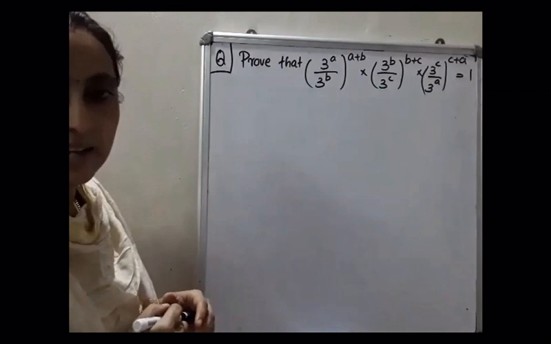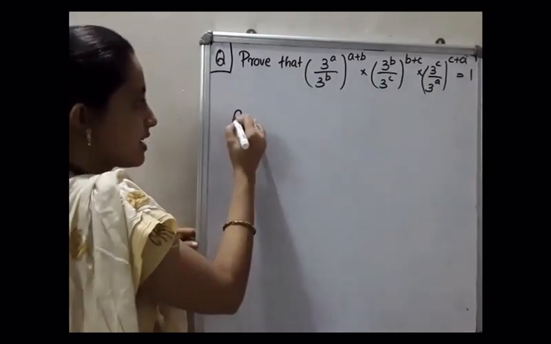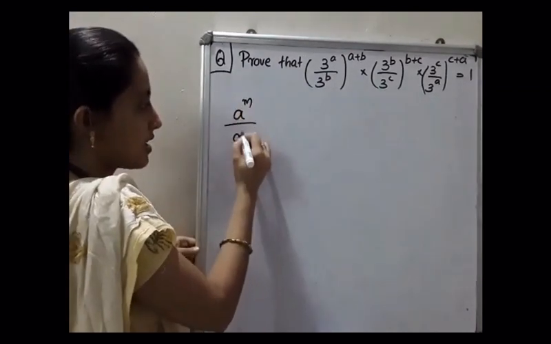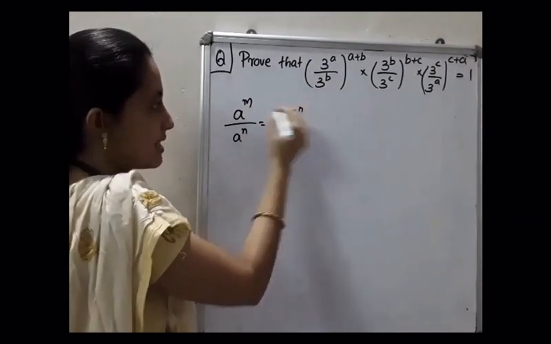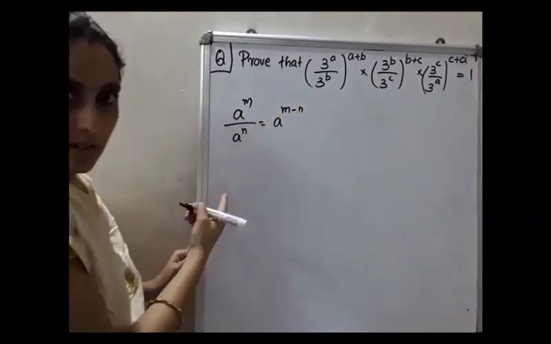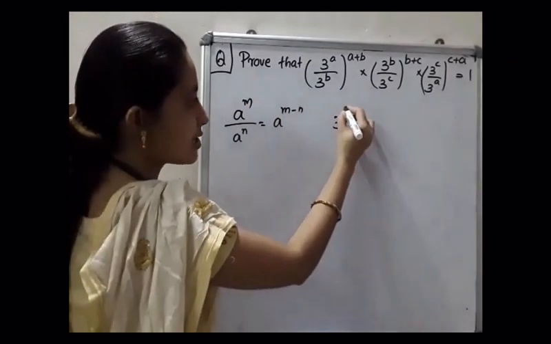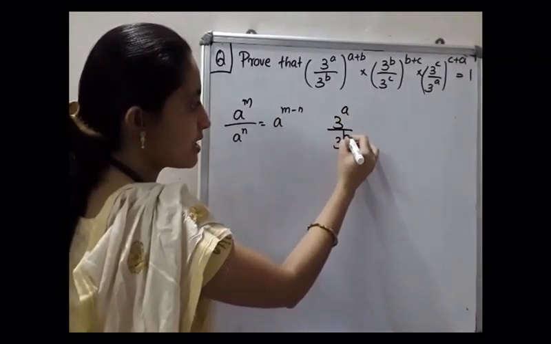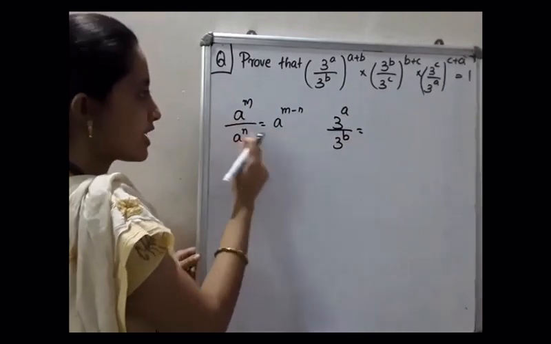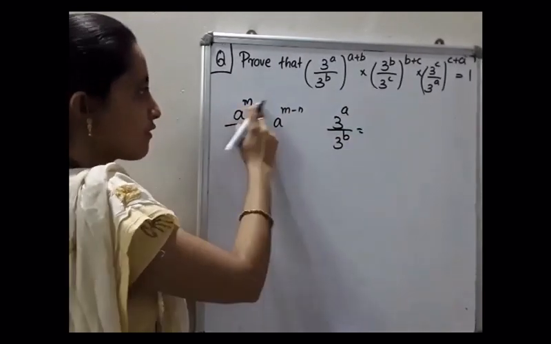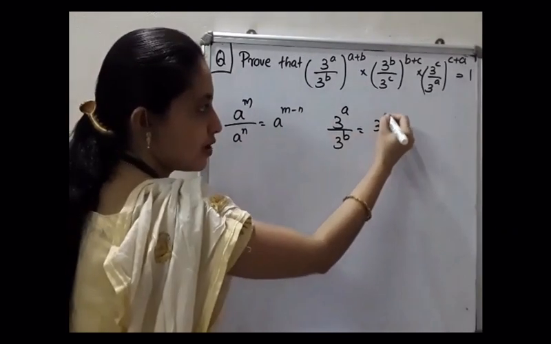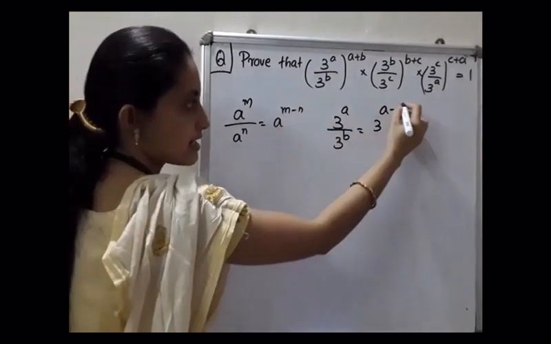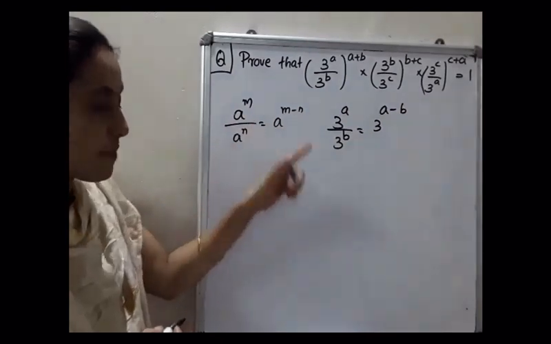So what is a raised to m by a raised to n? A raised to m by a raised to n is a raised to m minus n. This is applied here. Listen here please. 3 raised to a by 3 raised to b is equal to what? Here instead of a, it is 3. Instead of m, it is a. Instead of n, it is b. So we can write 3 raised to a minus b.